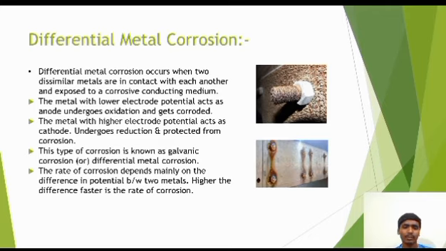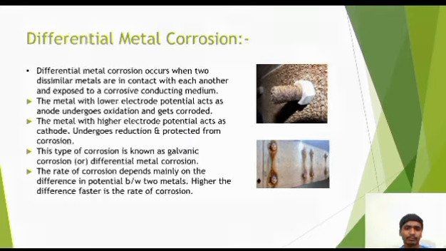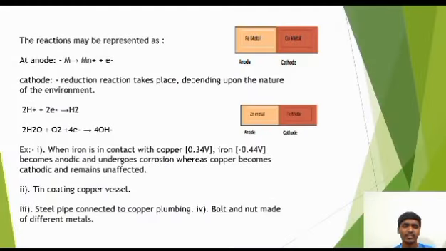The rate of corrosion depends mainly on the difference in potential between the two metals. The higher the difference, the faster is the rate of corrosion. The reaction may be represented as, at anode: M gives rise to Mn+ plus electrons. At the cathode, a reduction reaction takes place depending upon the nature of the environment: 2H+ plus 2 electrons gives rise to H2; 2H2O plus O2 plus 4 electrons gives rise to 4OH-.